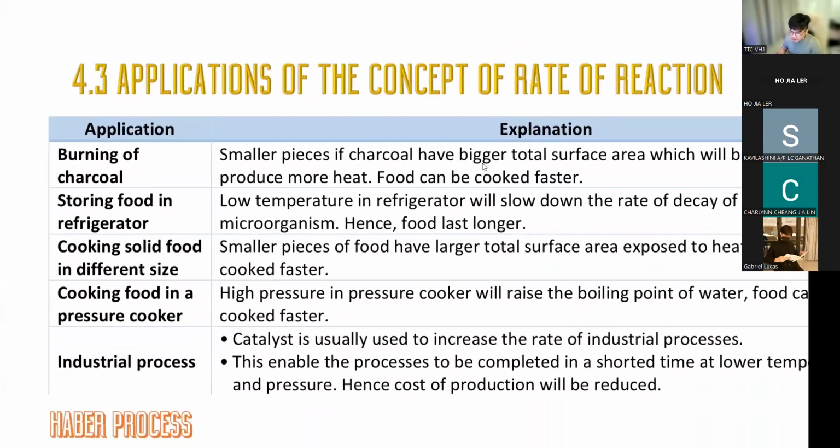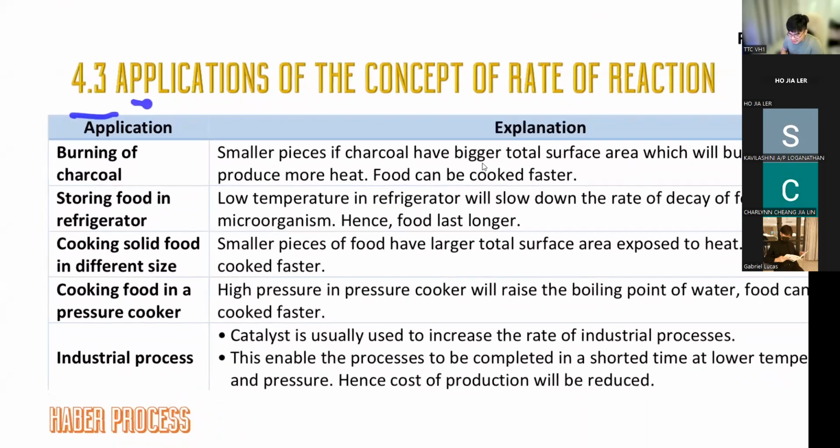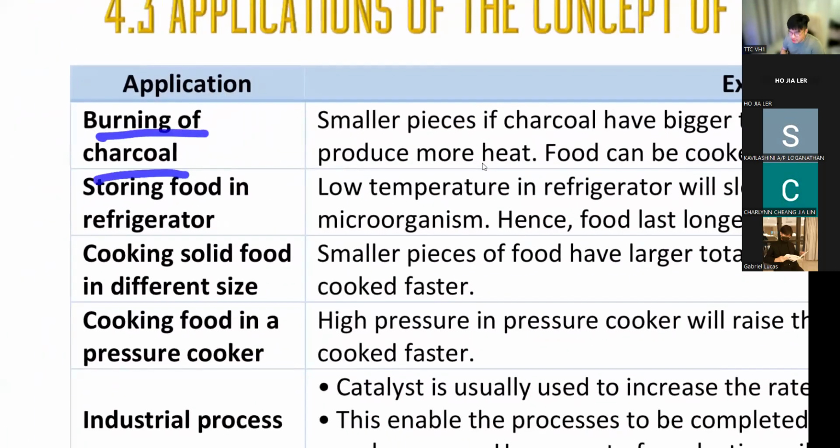And let me finish 4.3 also. 4.3 is just the application. We use the 5 factors just now and apply them in real life. For example, burning charcoal. When you're having a barbecue, do you burn a big piece of charcoal or do you cut it smaller? If you want your charcoal to light up faster, you use smaller, right?